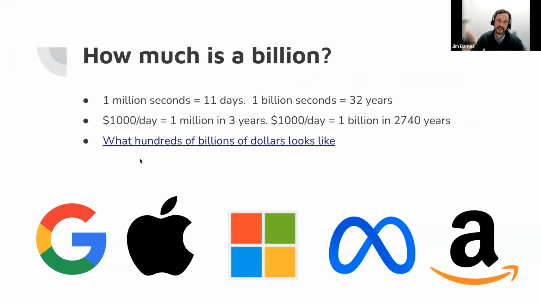So if you had $1,000 and you spent $1,000 a day, it would take you 3 years to spend $1 million. And if you spent $1,000 a day until you got to 1 billion, it would take you 2,740 years. So it's a lot more. So these companies have a lot of money.